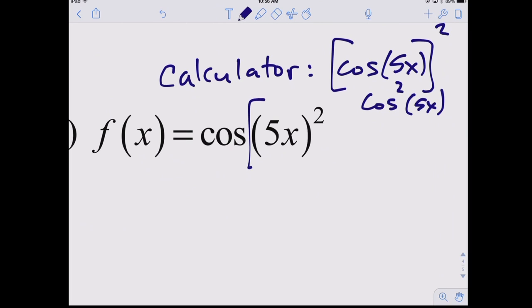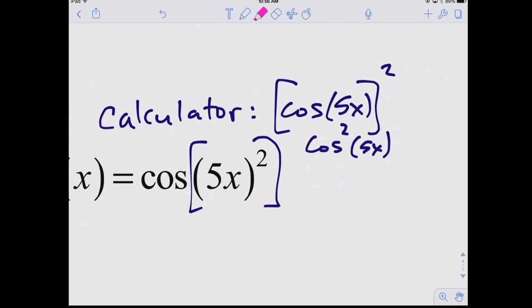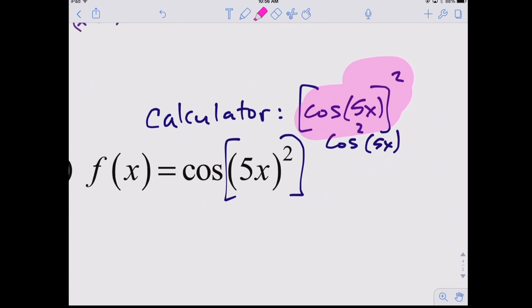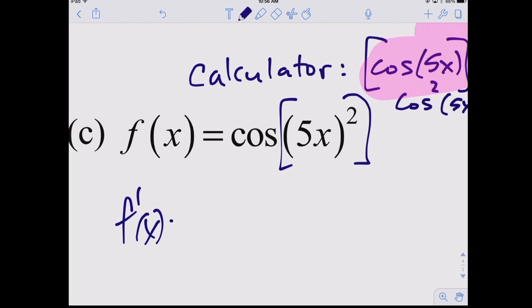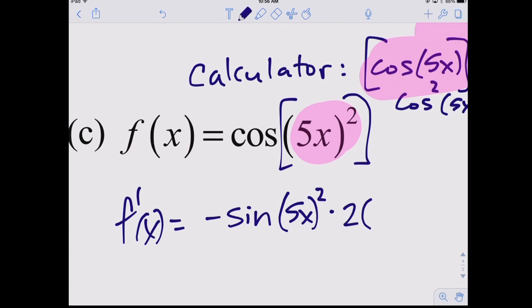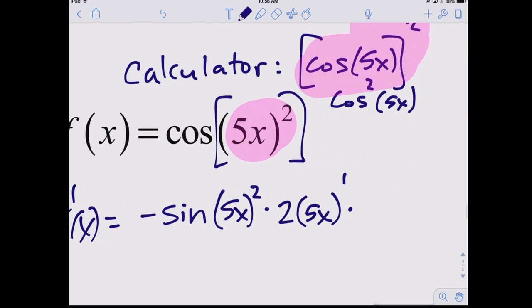This is really cosine of 5x, the angle squared. The angle is what's being squared. So there's a subtle difference between, and by the way, you could type it into your calculator like this, and just for good measure, it will accept that as well. So just be aware of that. So working from the outside in now, the derivative of cosine of blob is negative sine of the blob times the next layer, blob squared. That would be 2 times blob to the first times the derivative of the innermost blob, which is a 5. Now this is just one way to do this problem.